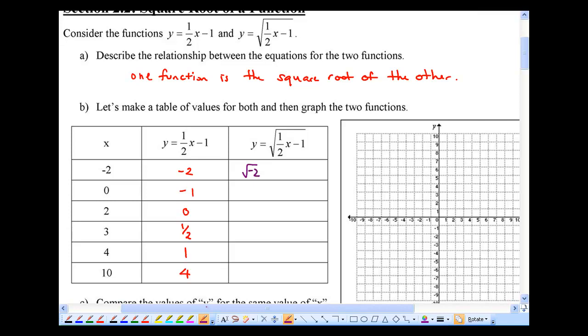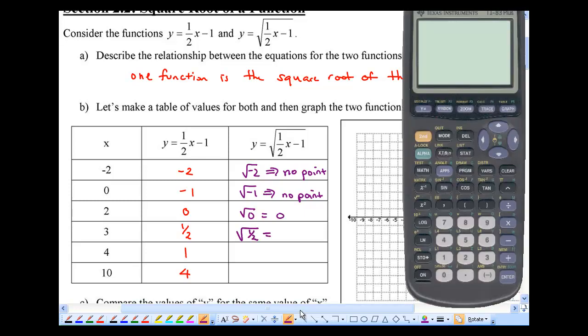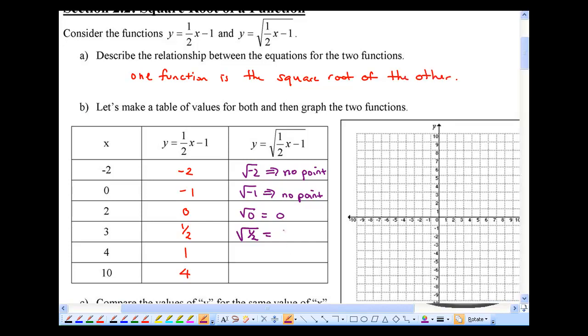Square root of -2, no such thing, so no point. Same thing with this one, no point. Square root of 0, oh yeah, that's 0. Square root of 1/2, I think that's like 0.707. Yeah, 0.707. It's actually larger. Interesting, hey? Larger. Square root of 1, that's 1. Square root of 4, 2, that's smaller.